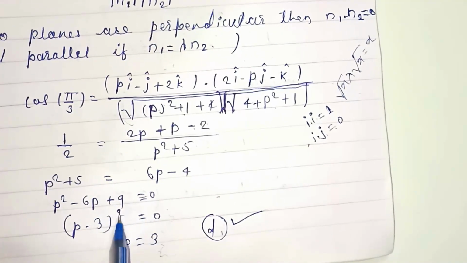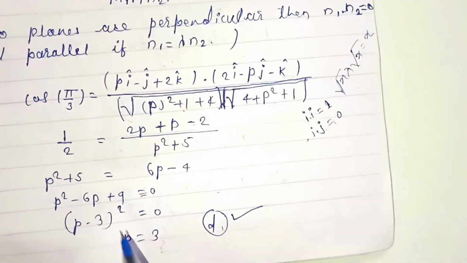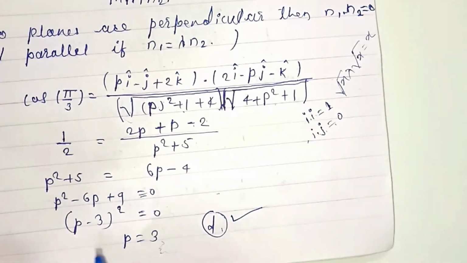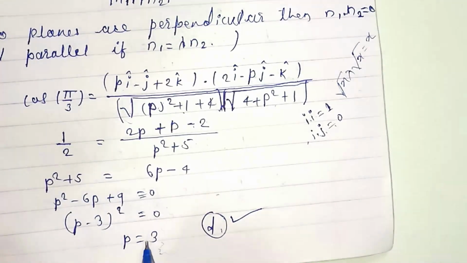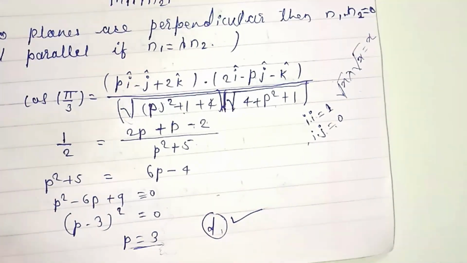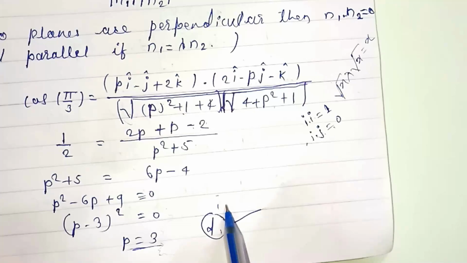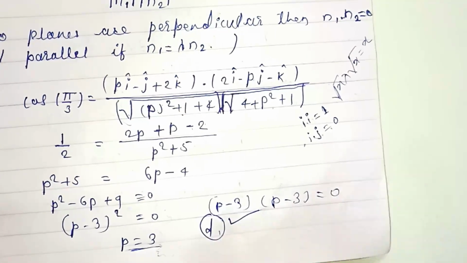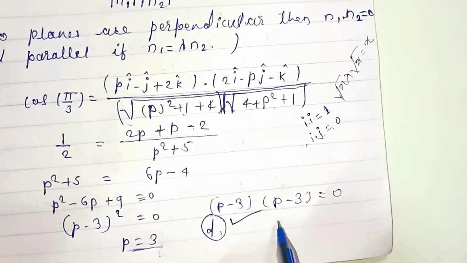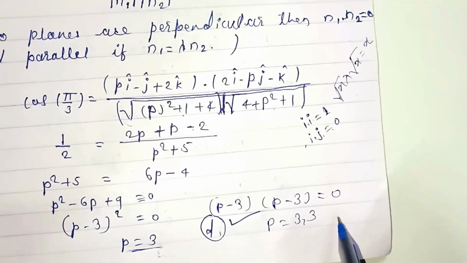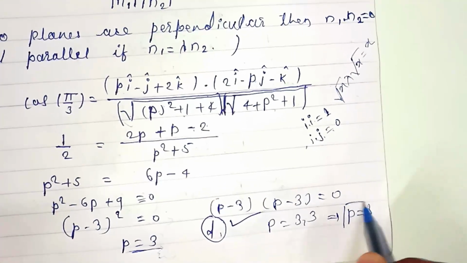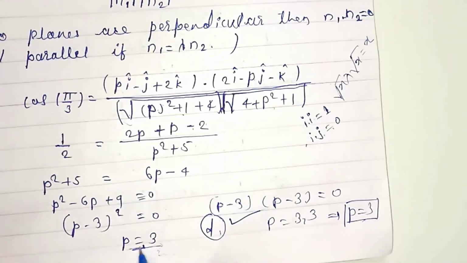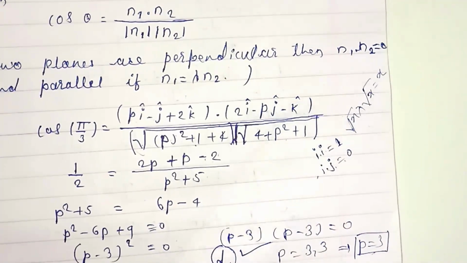If we take the square root, the square will be gone from here. Or we can write it as (p minus 3) multiplied by (p minus 3) equal to 0. So we get only one factor for our quadratic equation, which is p equal to 3. That means we have only one root, a repeated root, which is why we take p as 3. This is the required option from our question.